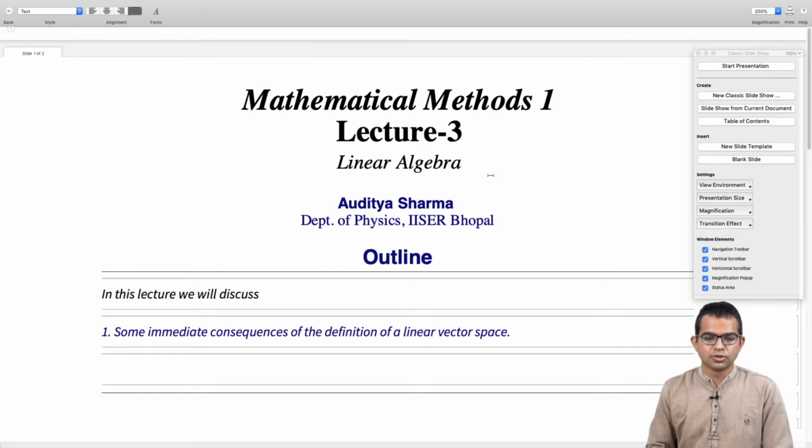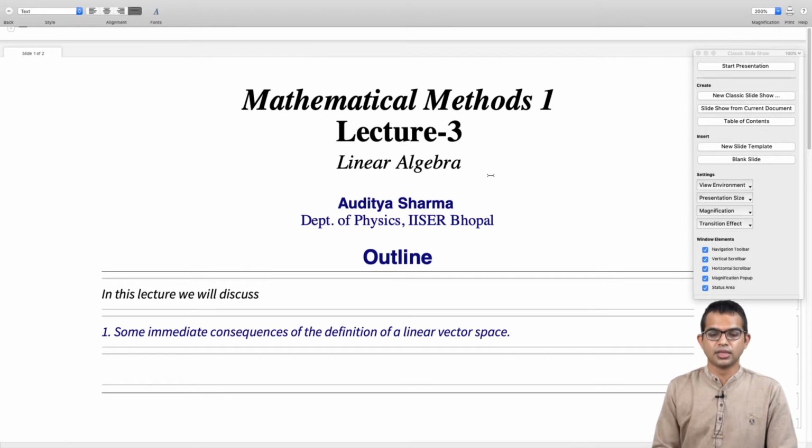Okay, so in this lecture we are going to look at some immediate consequences of the definition of a linear vector space. We defined what a linear vector space was in the previous lecture, and some of these properties will immediately give us some constraints. That's what we are going to look at in this lecture.